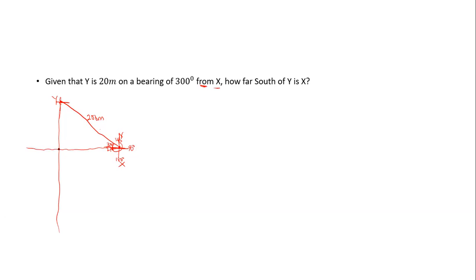So this is where we need to find how far south of Y we can go. They are just saying that if you are going in the southern direction, south of Y, what distance do you walk before you can sight X?